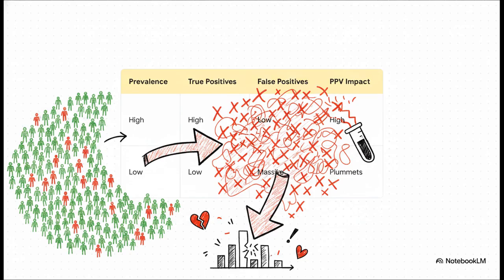When a disease is rare in the general public, the absolute number of healthy people taking the test is just enormous. Because of that, the absolute number of false positives will heavily outnumber the true positives. Your test gets completely overwhelmed by false alarms, which totally tanks the positive predictive value.